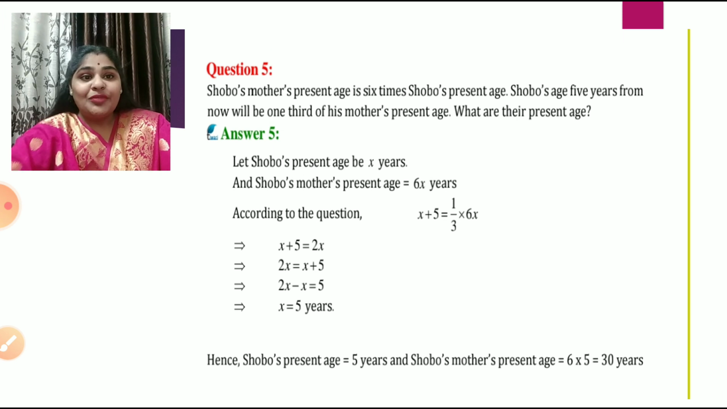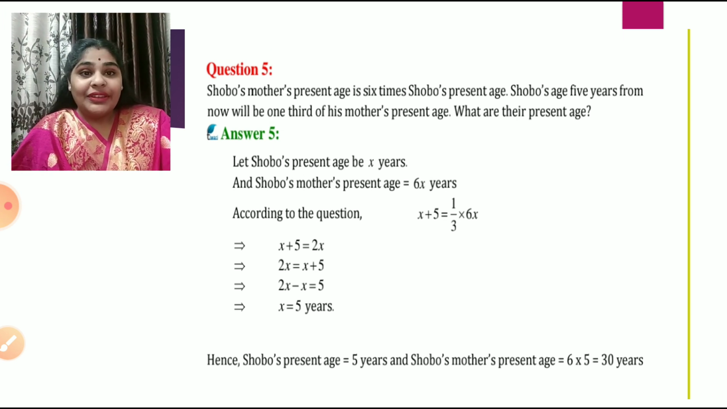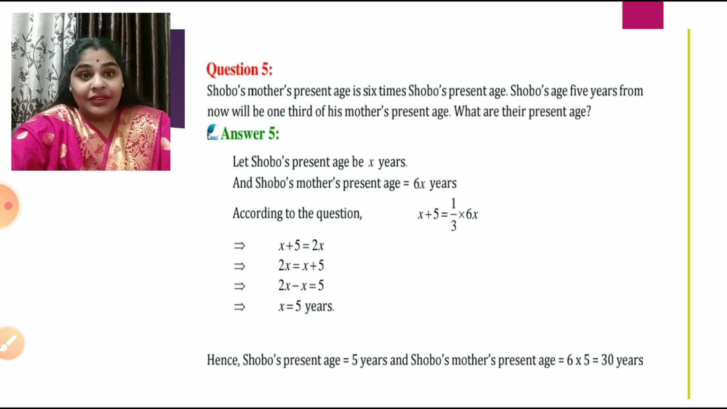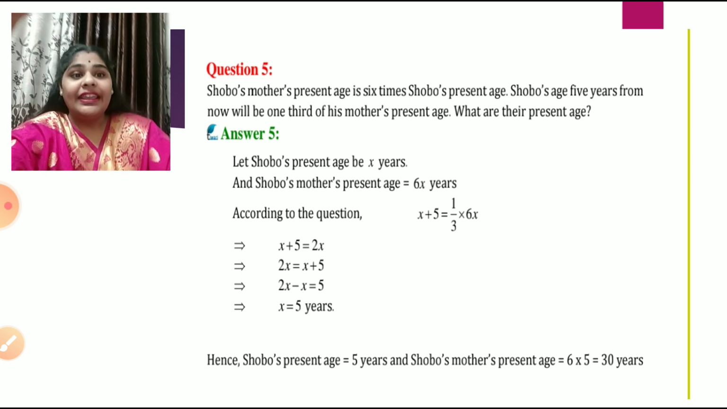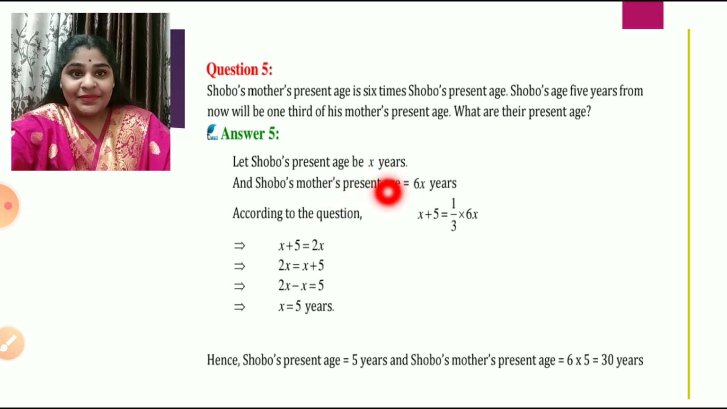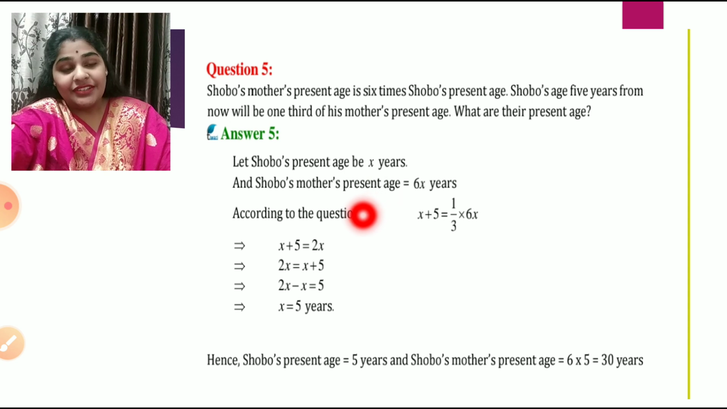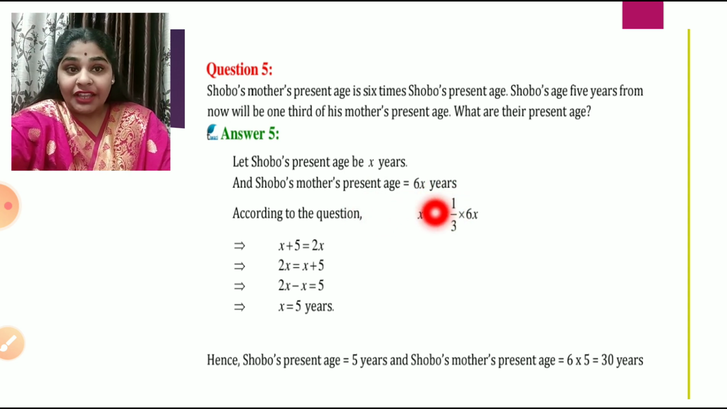Okay, now let us proceed. A simple one this is, question number 5. So here is Shobo's mother. Her present age is 6 times Shobo's present age. So we don't know what is Shobo's present age, right? So let us take Shobo's present age equal to x years. What will be the mother's age? 6 times her age, Shobo's age. So what will it be? 6x years. 6 times means 6.